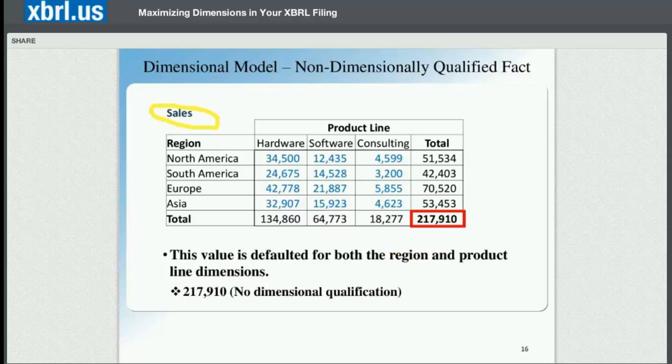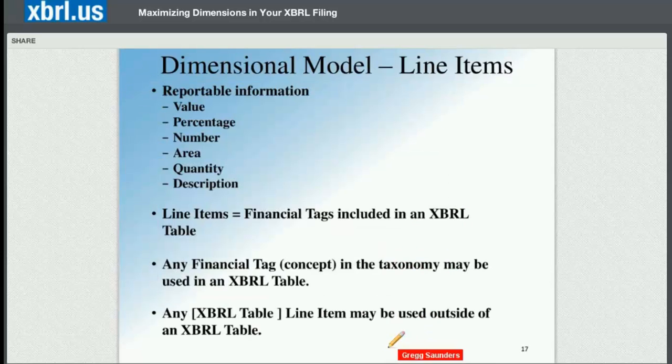You can have as many dimensions in a table as you want. Any single dimension, any given axis can have multiple defaulted values on it, but any one line item in any given table can only have one fact with which it relates that is non-dimensionally qualified, and that is where all the domains, all the defaulted members come together. In our case, 217,910.